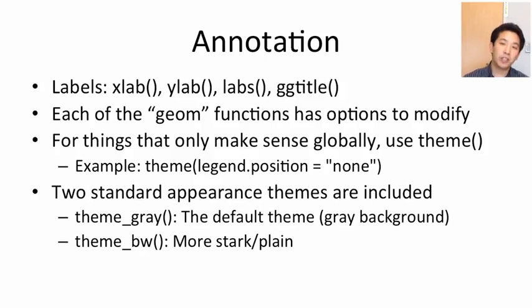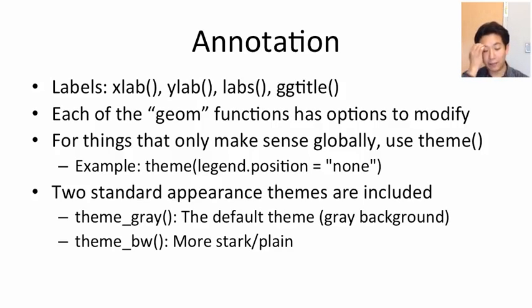Each of the geom functions, like the geom_point and the geom_smooth function, have options that you can specify to change things. So you can explore some of those options too if you don't like the defaults. There are some things that only make sense globally, meaning for the whole plot, and so the theme function is available for that. So this might specify the basic colors, the background colors, or here, for example, the position of the legend. And you can use the theme function to specify these options.